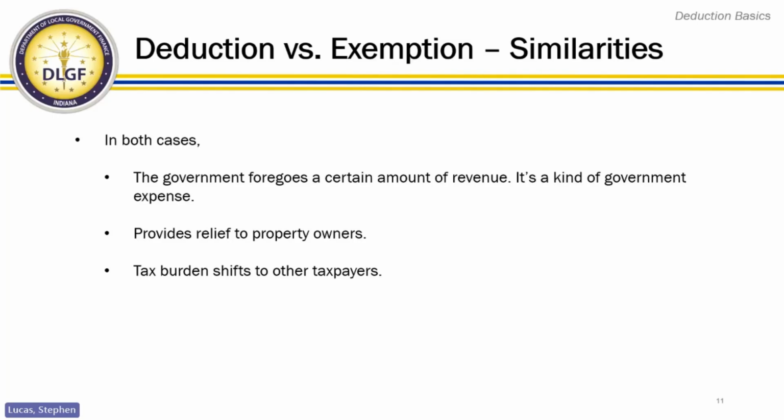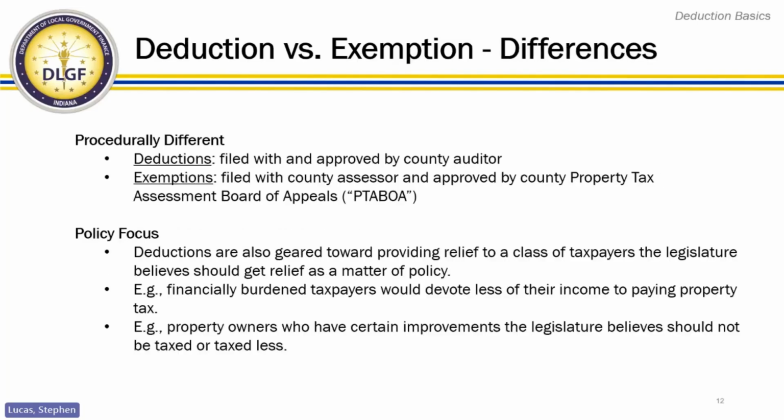They do shift the tax burden to other taxpayers, and so whether to have deductions, credits, and which benefits to provide, that's a policy call made by the legislature. Some of the ways they differ, deductions and exemptions. Deductions are typically filed with and approved by the county auditor. It's the county auditor who receives those applications and makes a determination as to whether the particular applicant qualifies, meets the requirements, and approves those benefits. Contrast that with exemptions. Those are filed with the county assessor, and those are subject to approval by the county PTABOA.